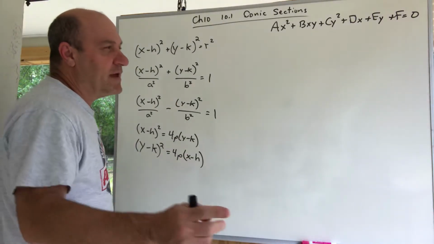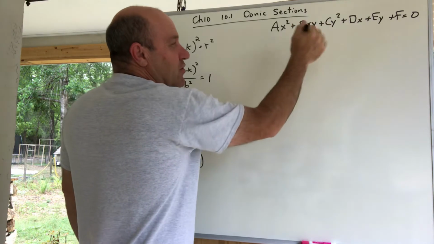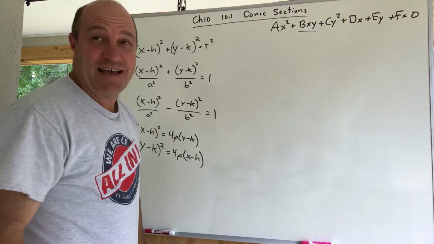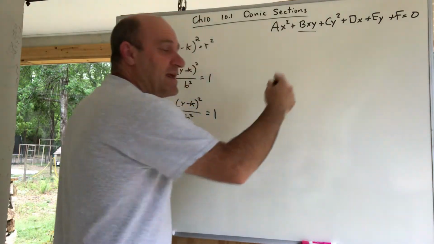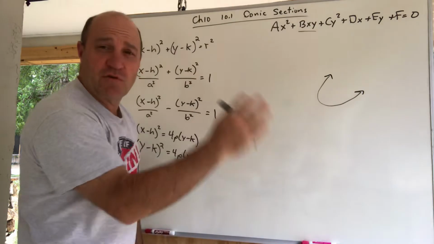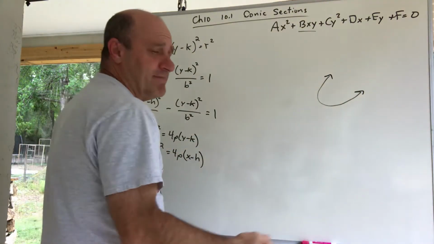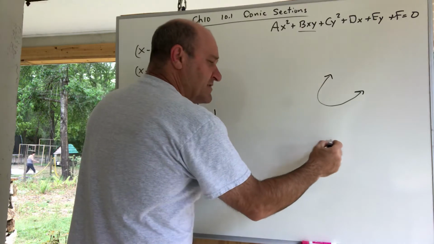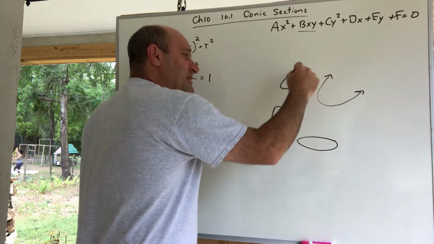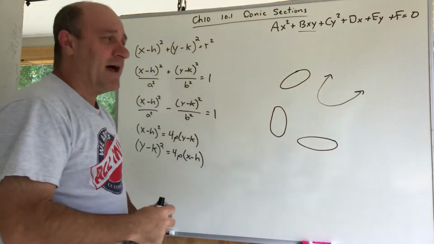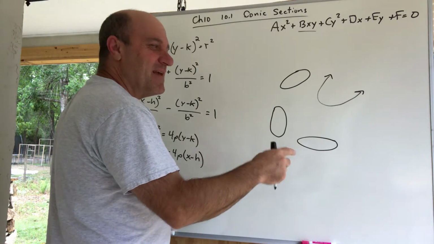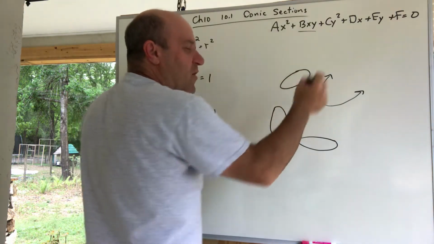First, I just want to talk a little bit. One of the things, when it has this term in there, this is an interesting term. When it has that Bxy, that is a rotated conic section. Instead of a left or right parabola or an up and down parabola, you could have a parabola that's rotated 45 degrees or 30 degrees or whatever. Instead of a horizontal or vertical ellipse, you could have an ellipse that's tilted, that's rotated. It doesn't apply to a circle, I don't think, if you try to rotate a circle. So we won't deal with that.